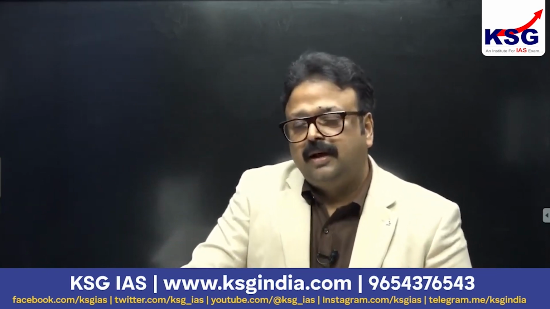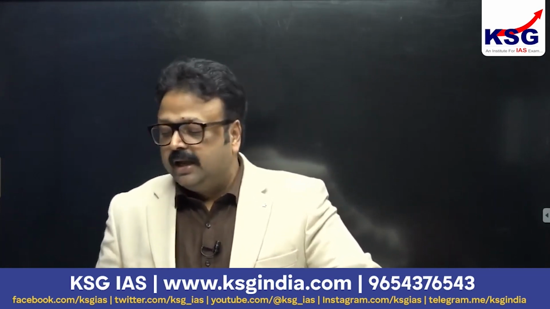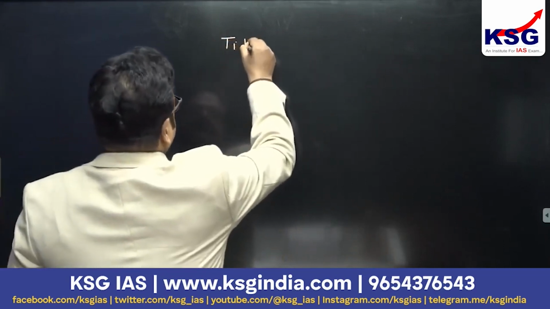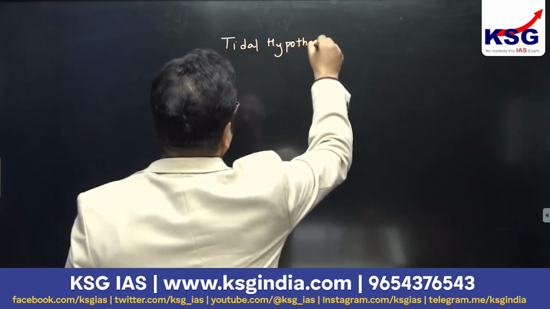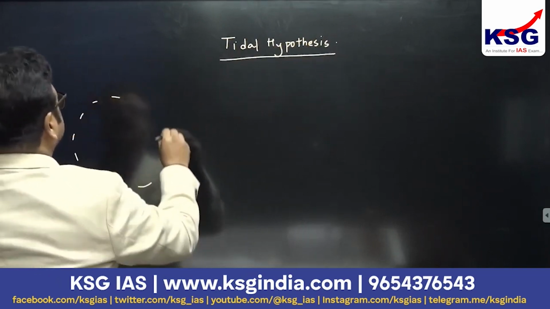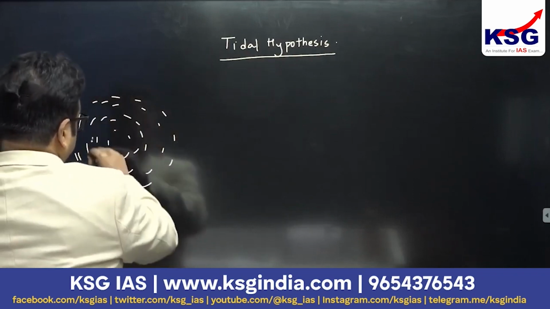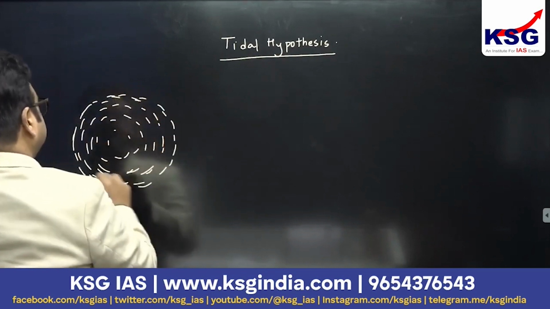but the most rational and acceptable axioms, which we are going to discuss with respect to the origin of Earth, are given in the tidal hypothesis proposed by Sir James Jeans and further revised by Harold Jeffreys. So, the tidal hypothesis. According to this tidal hypothesis, the sun was there, and the sun consists of hydrogen and helium. It is a gaseous mass. This is our sun.